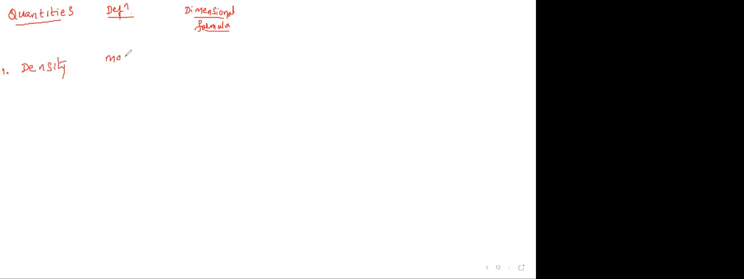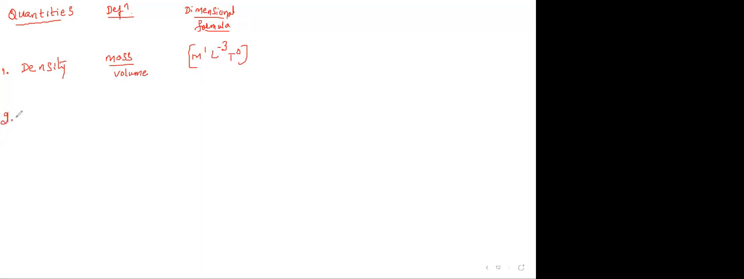Density is represented with mass by volume. Mass means M power 1. Volume means length into breadth into height, L cube. If I take L cube to the numerator, it becomes L power minus 3. No T term, so T0. So what's the dimensional formula for density? M1 L power minus 3 T power 0.